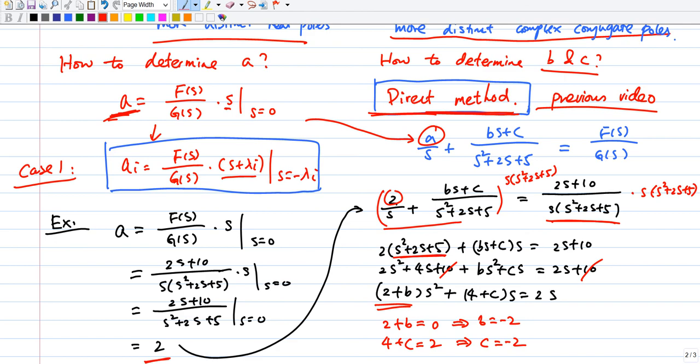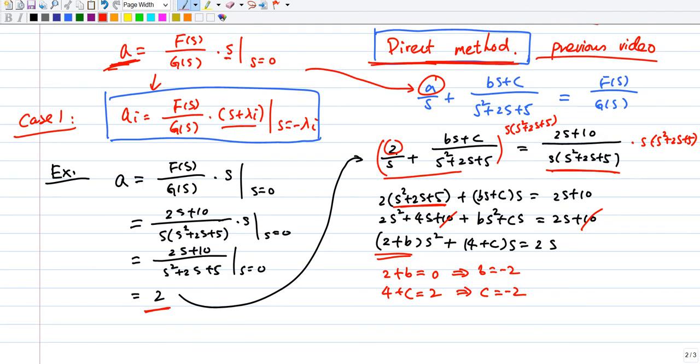So you clear a little bit. We have 2s squared plus 4s plus 10. That's the first one. The second one is Bs squared plus Cs. The right side is 2s plus 10. The 10 will cancel out. So I clear out a little bit. So I have s squared, put all the coefficients together: I have (2 plus B) times s squared. For the s coefficient, I have (4 plus C) times s, which should be equal to 2s.